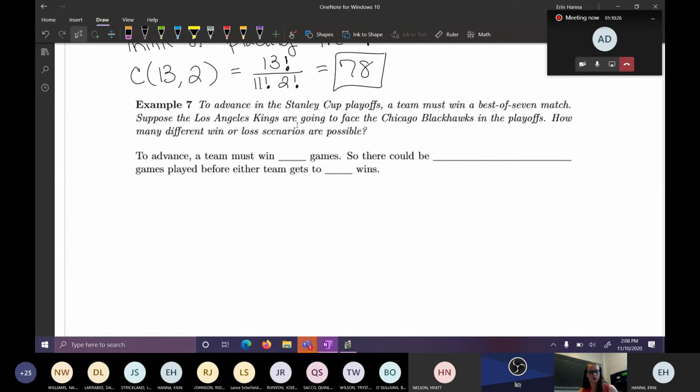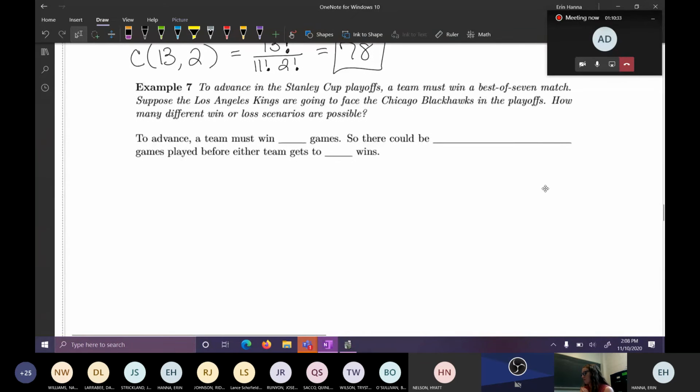All right, so this is probably the last one we're going to get to. Since I steal these notes, I don't know if this is an actual sports thing or not, so don't come at me if it's not, because I don't know sports. Say, to advance to the Stanley Cup playoffs, the team must win a best-of-7 match. The Los Angeles Kings are going to face the Chicago Blackhawks in playoffs. How many different win-loss scenarios are there?